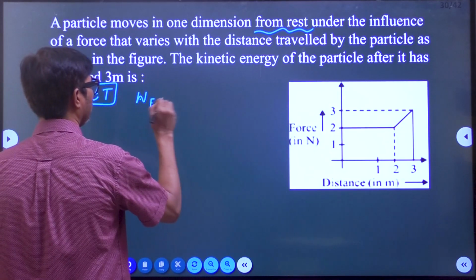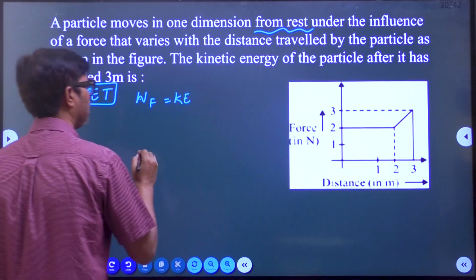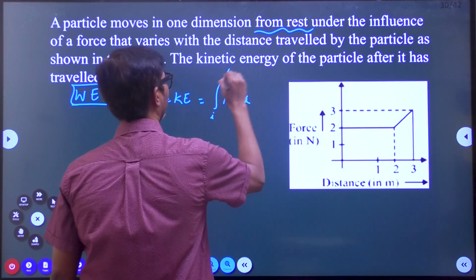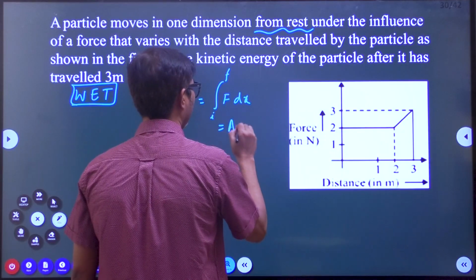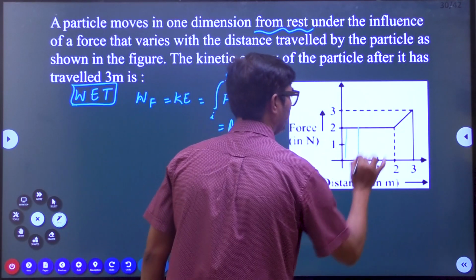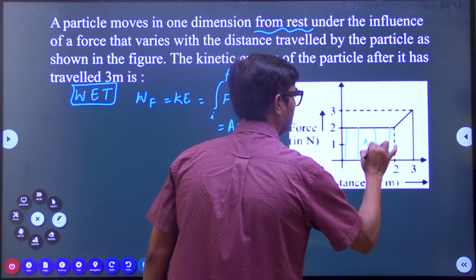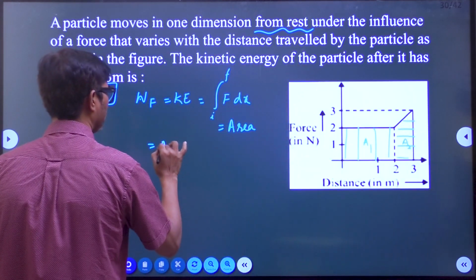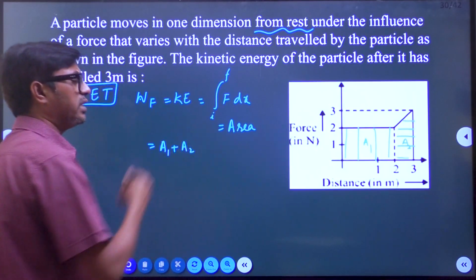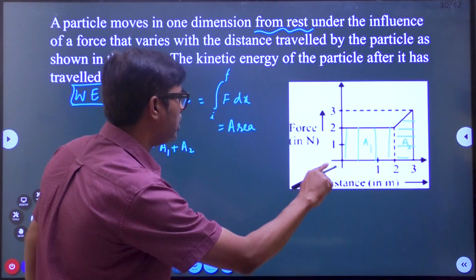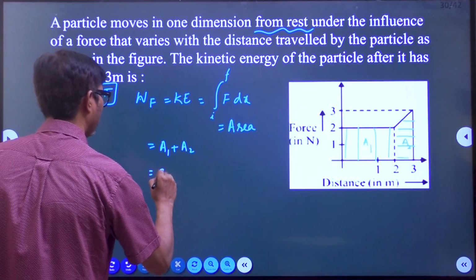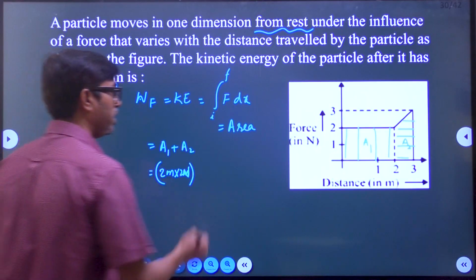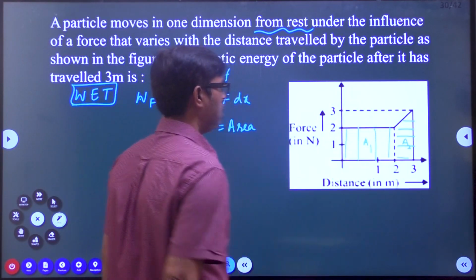Work done by this force equals change in kinetic energy. We just have to calculate work done. Work done is nothing but integral of F dx from initial to final, which is nothing but the area under the force versus displacement graph. Let's call this area A1 and this area A2. We have to calculate the total area, A1 plus A2. Now A1 is a rectangle. Rectangle area is 2 meter into 2 Newton, base into height. That is 4 joule.